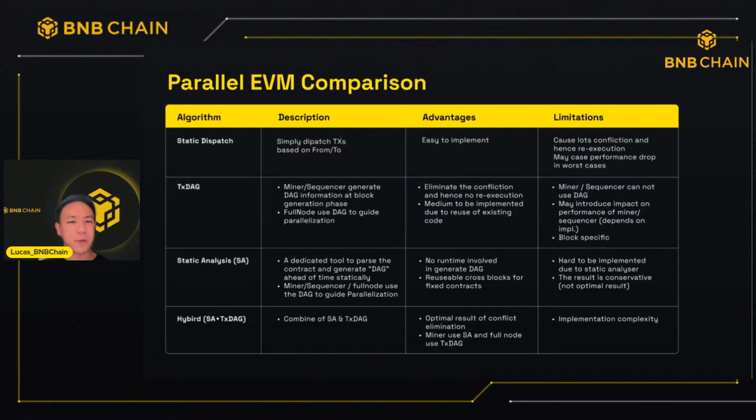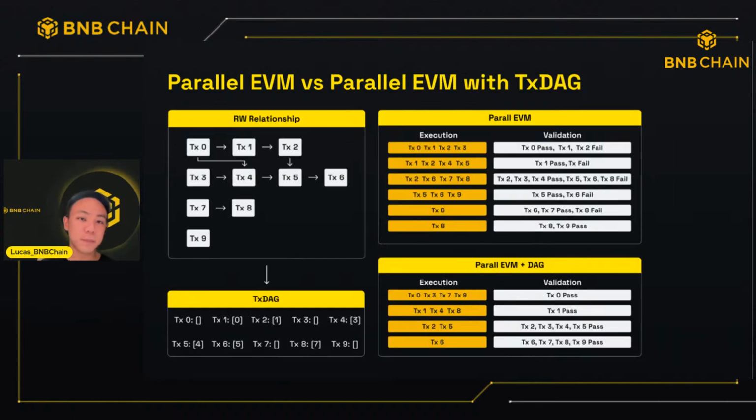There are 4 ways we can solve this problem. First was the method that I've mentioned, and that is known as static dispatch. Or we can use transaction-directed acyclic graphs, and later I'll share more about that. Subsequently, there are other solutions like static analysis or a hybrid approach of static analysis with transaction-directed acyclic graphs. So how do BSC and OP-BNB utilize the transaction-directed acyclic graph to implement our parallel EVM?